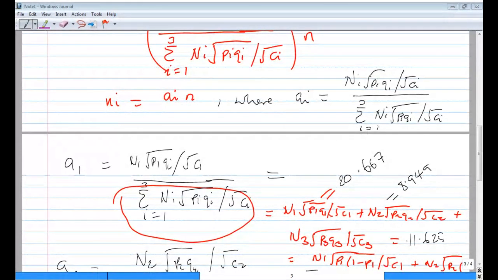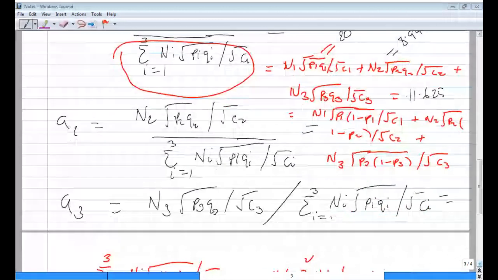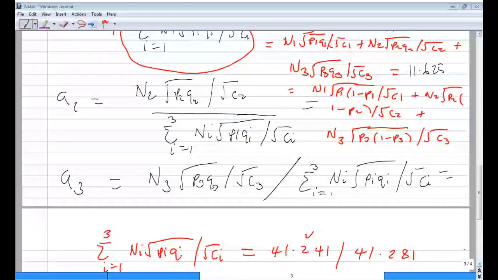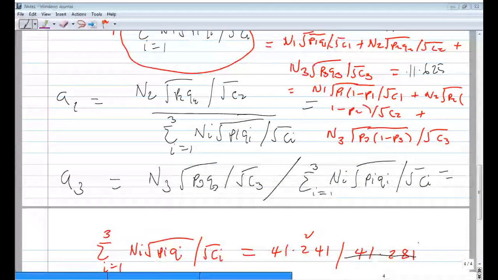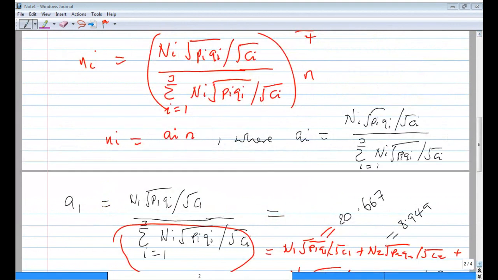Oh yes, that's true. I think it's me who made a mistake. It's 41.241, isn't it? Yes, it is. So you are right. The correct answer is 41.241. So this one is out. Now you got your denominator, which is going to appear in each and every one.